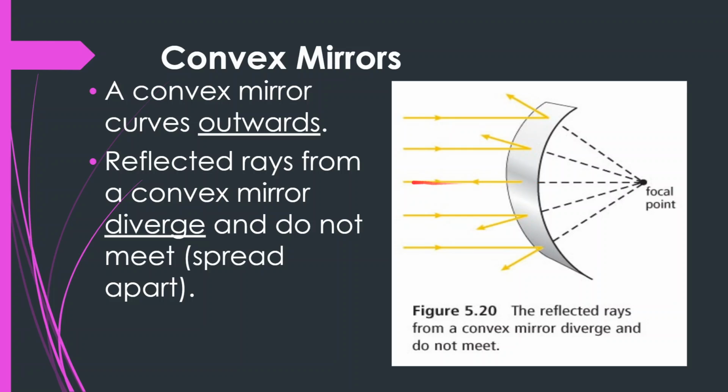At the very center, it bounces right back, right? But when we get to the curvy bits, it is bouncing away. And these light rays are never going to cross. They're never going to meet. They're getting farther apart from each other.